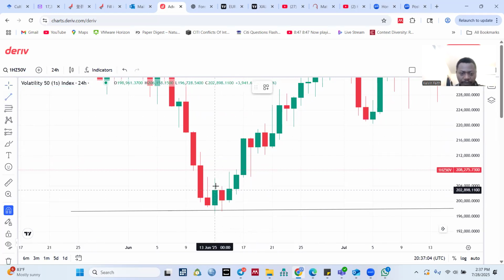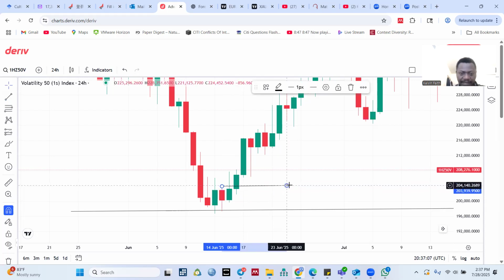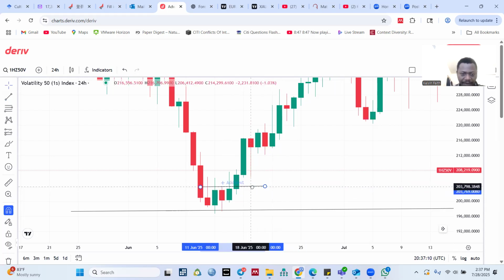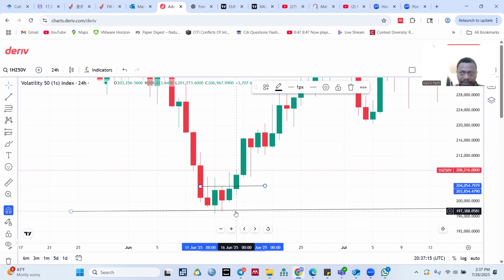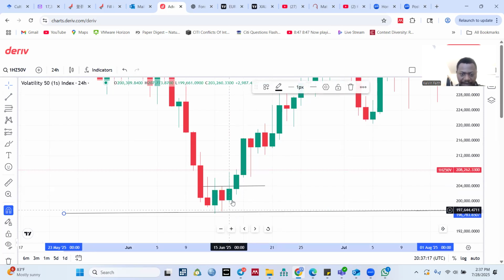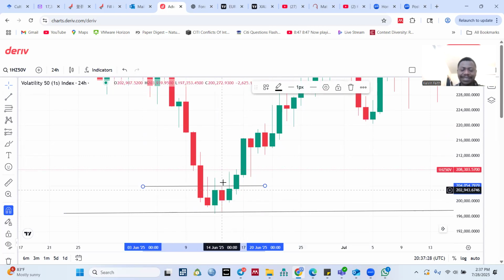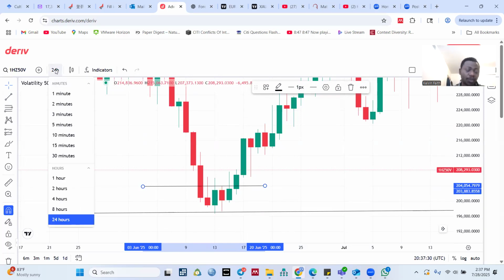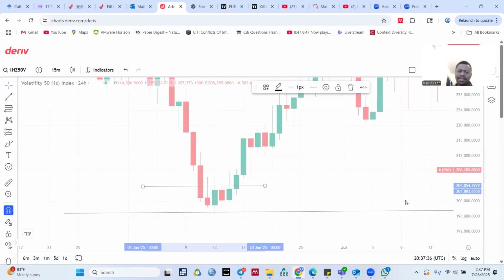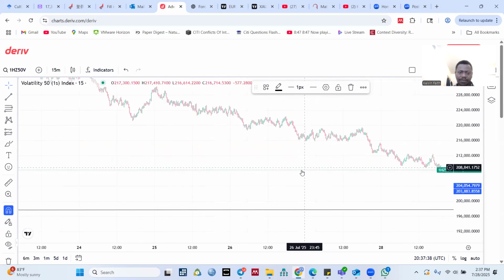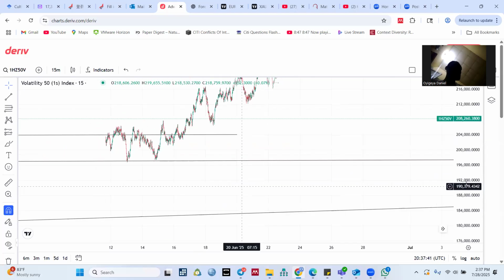So if we want to backtest this area, from the high of this candle to the low of this candle, before the fourth candle took off and started moving up, we could see at what level on the Fibonacci it retraced or pulled back. So let's go straight to the 15 minutes, because it is the 15 minutes that we will monitor or take our entry from.